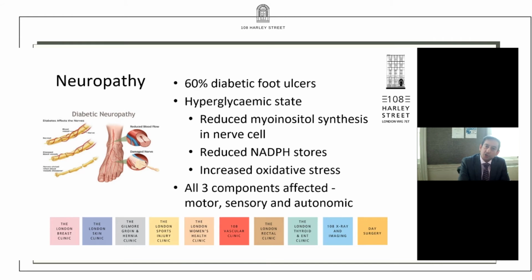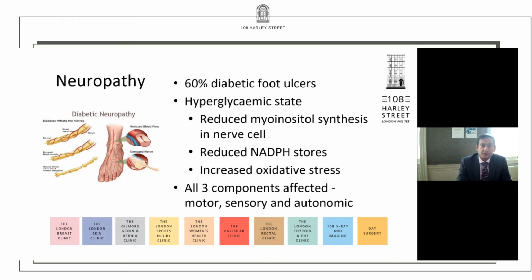The pathophysiology of diabetic foot ulcers is essentially twofold. They're neuroischemic ulcers. A significant proportion of them, up to 60% of patients with diabetic foot ulcers, will have an element of neuropathy. And what this means is essentially the hyperglycemic state at a very biochemical level will reduce the myoinositol synthesis in nerve cells, which is essential for nerve conduction.